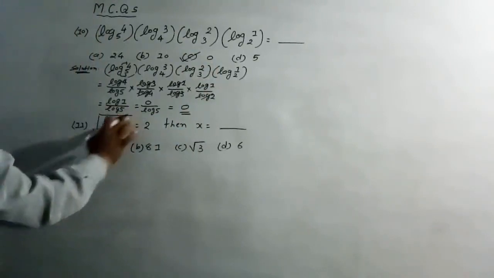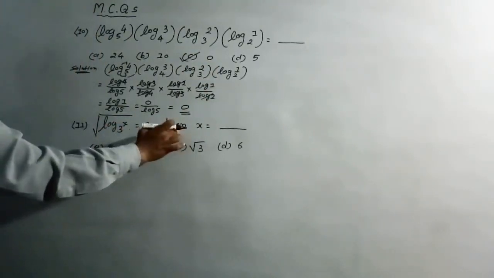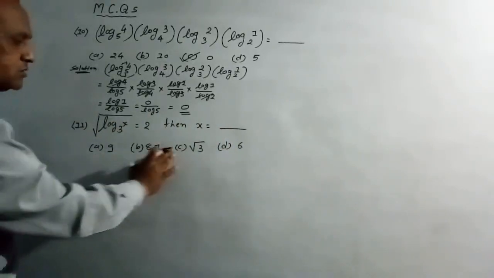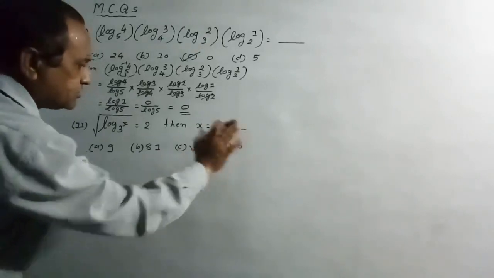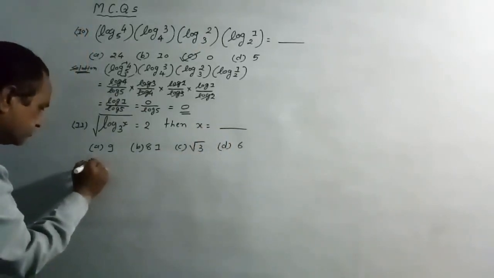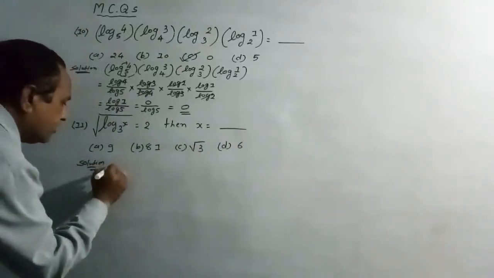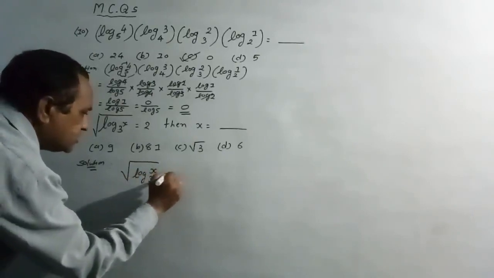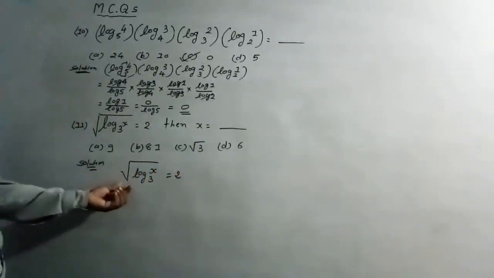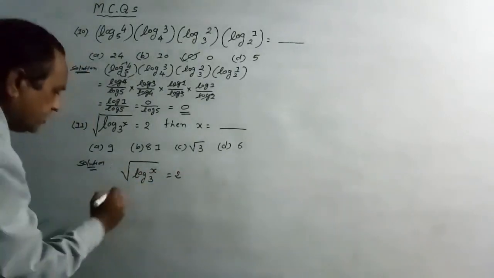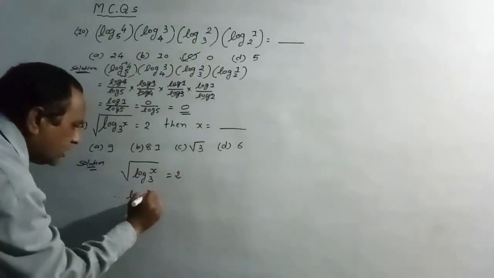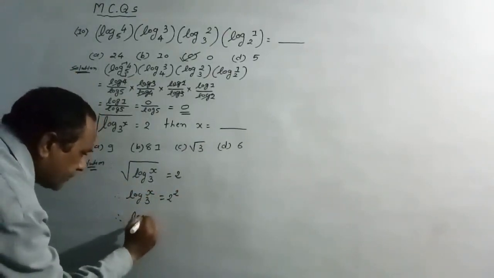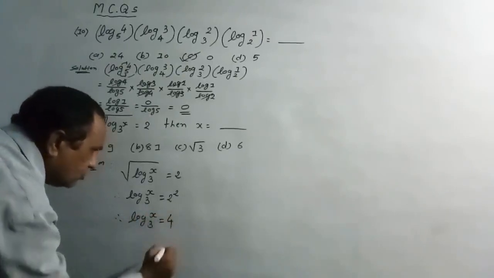11th: under root log x base 3 is equal to 2, then x is equal to blank. A is 9, B is 81, C is root 3 and D is 6. Now here given root of log x base 3 is equal to 2. First we square both sides, so log x base 3 is equal to 2 squared. So log x base 3 is equal to 4.